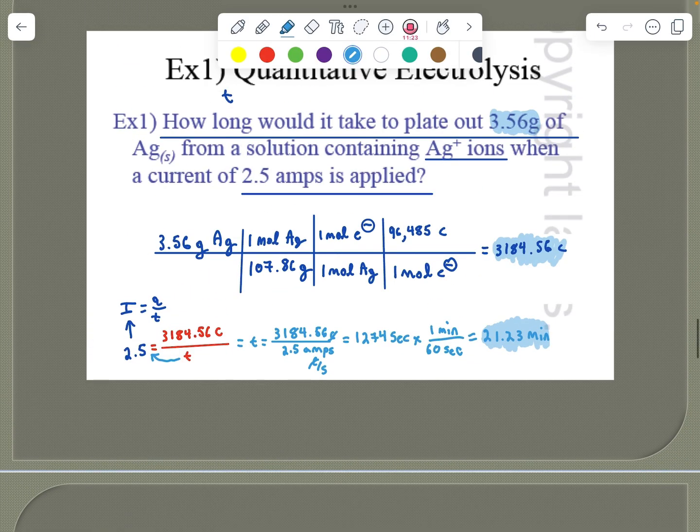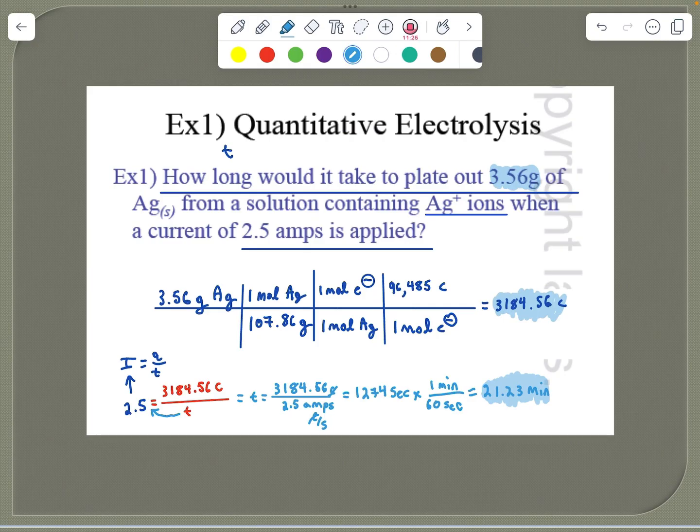They're pretty fun. Definitely refer to your equation sheet for that I equals charge over time. Our current equals our charge over time. And don't forget to write out your units. Definitely need to see those cancel out.